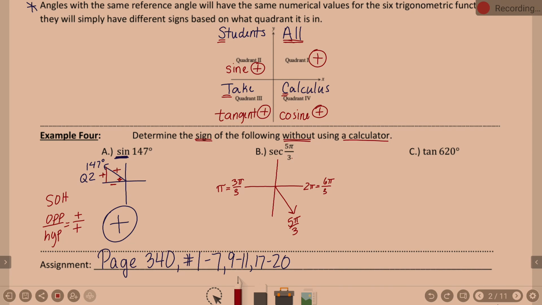So we do land in quadrant 4. Because think, guys, it's 3 pi over 3, then we'd have 4 pi over 3, 5 pi over 3, 6 pi over 3. That's how thirds count.